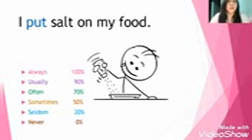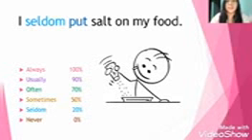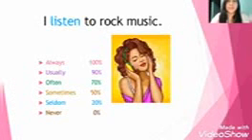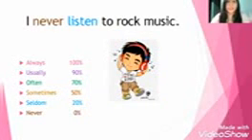We are going to use sometimes. I sing in the shower. So the sentence will be, I sometimes sing in the shower. So let's work with seldom. I put salt on my food. So the sentence will be, I seldom put salt on my food. The last one, never. I listen to rock music. So the sentence will be, I never listen to rock music.